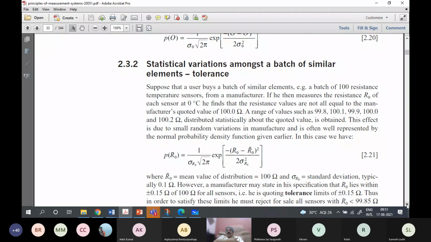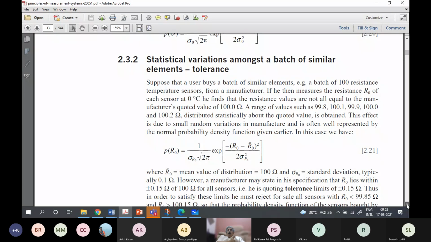So if you have made an amplifier with those resistances, you can calculate what is the variation of the gain of the differential amplifier using those resistances statistically. So similarly, when you have sensors, so that's exactly manufacturers.